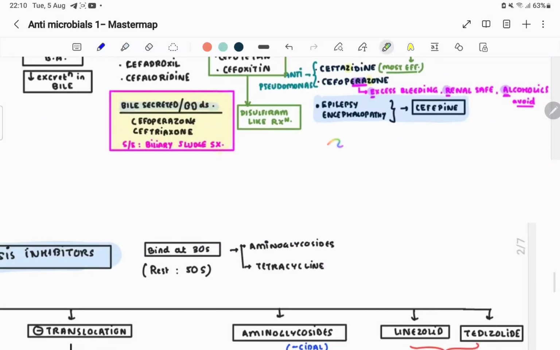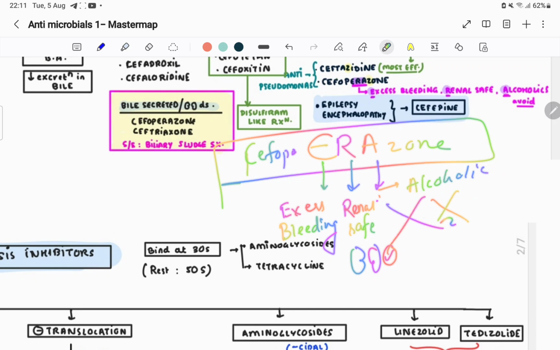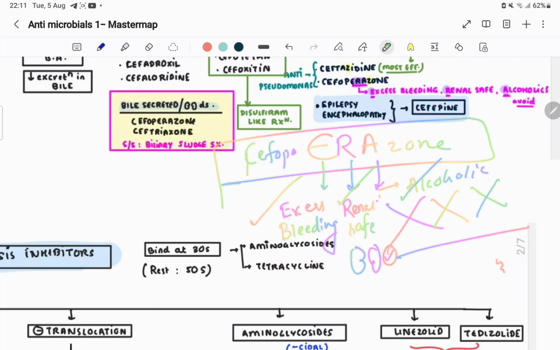Cefoperazone, very important lines. Cefoperazone, E-R-A. So E and R and A. E stands for excess bleeding, so this drug causes excess bleeding. R is renal safe. You can give easily in kidney patient. A is alcoholics, so you should avoid this in alcoholics. So cefoperazone, three important points. It can cause excess bleeding. It is renal safe but avoided in alcoholics.